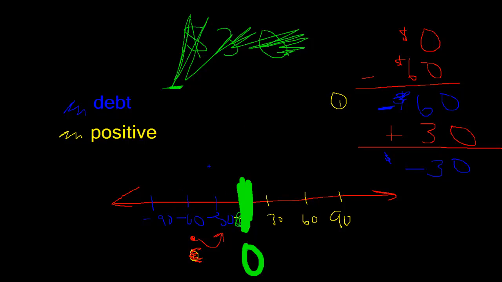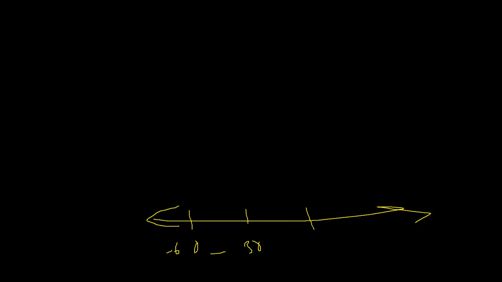The number line moves like if you're going in this direction, you're going positive. Anyways, so number line, we went from -60 to -30, and we owe.